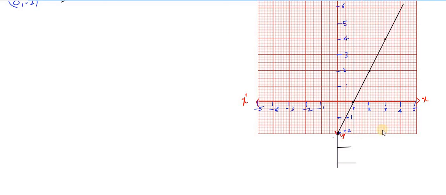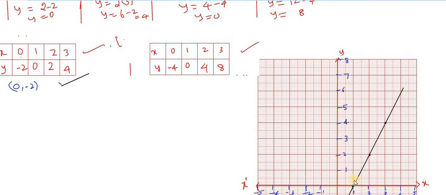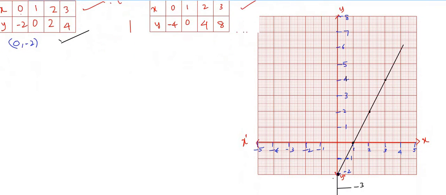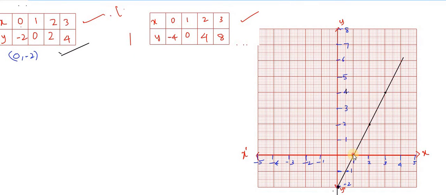Here it is minus 3 and here it is minus 4, so it is 0 comma minus 4. Okay, so next point is 0 comma 1. After that 2 comma 4, 2 is here, 4 is here, 2 comma 4, and 3 comma 8, 3 is here, 8 is here, 3 comma 8.